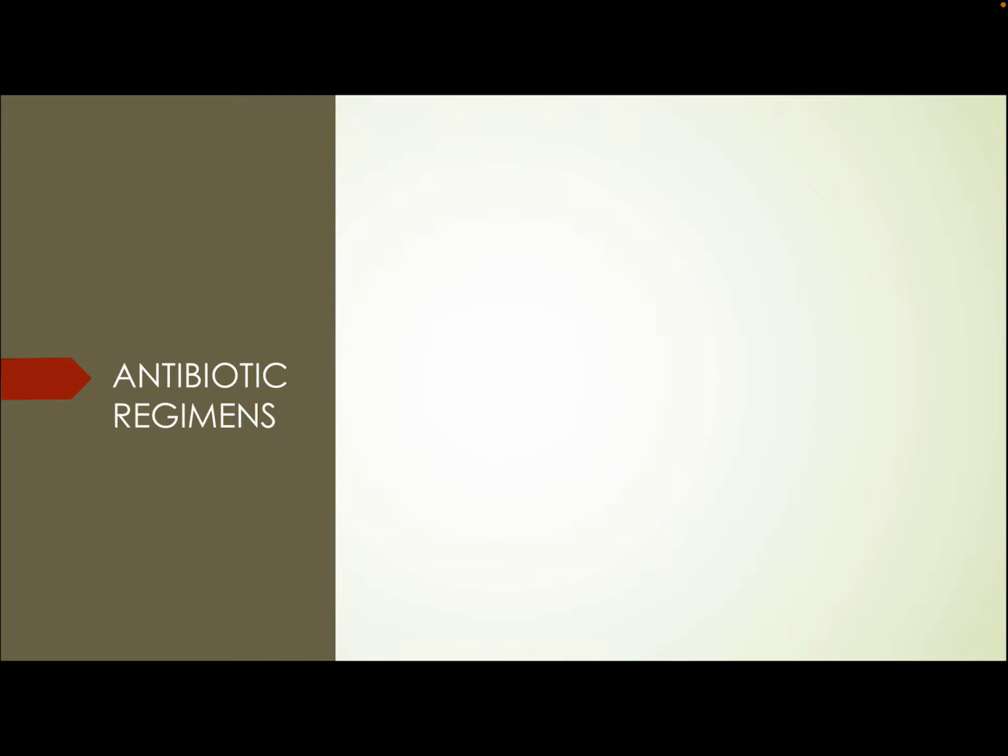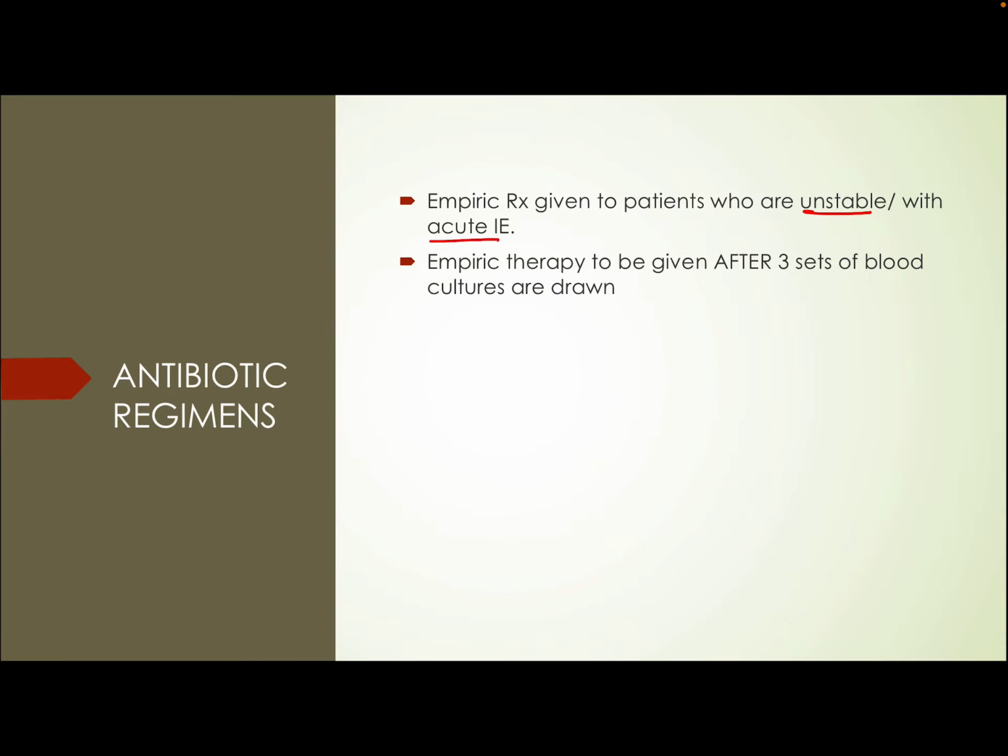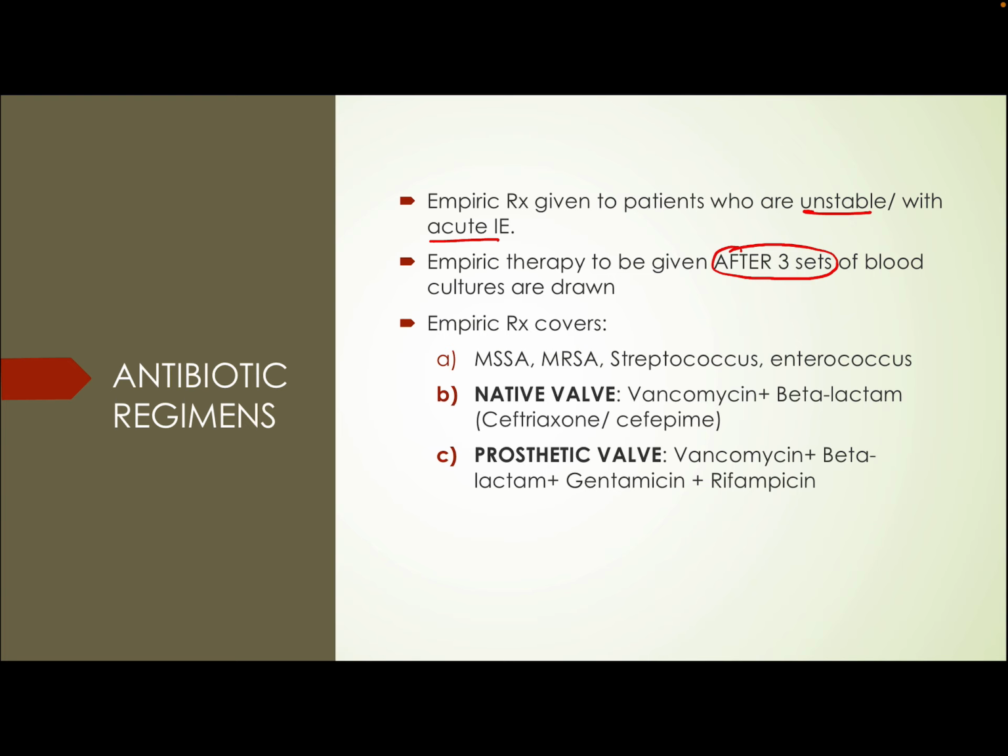Now coming to the antibiotic regimens that we follow for IE. Empiric treatment is given to those patients who are unstable or those who have an acute IE. Empiric therapy should be given only after 3 sets of blood cultures are drawn. And empiric therapy usually covers MSSA, methicillin-sensitive Staph aureus, MRSA, Streptococcus, and Enterococcus.